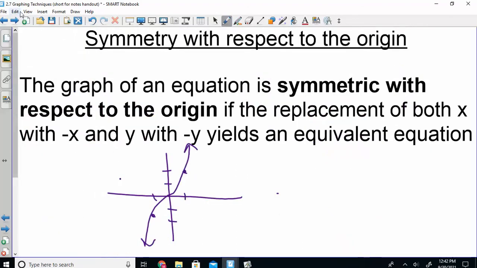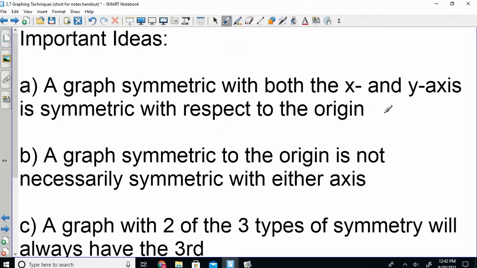It's true that if both the x and the y are yes, the origin will automatically be a yes. It is possible to be symmetric to the origin and have both of the others no, but it's guaranteed you'll never just have two yeses. If you've checked two of them and it's a yes, the third will also be a yes. So you don't necessarily have to memorize the slide, just know how to check for symmetry, but you'll never work it and get two yeses and one no. If you've done that, you've got a mistake.